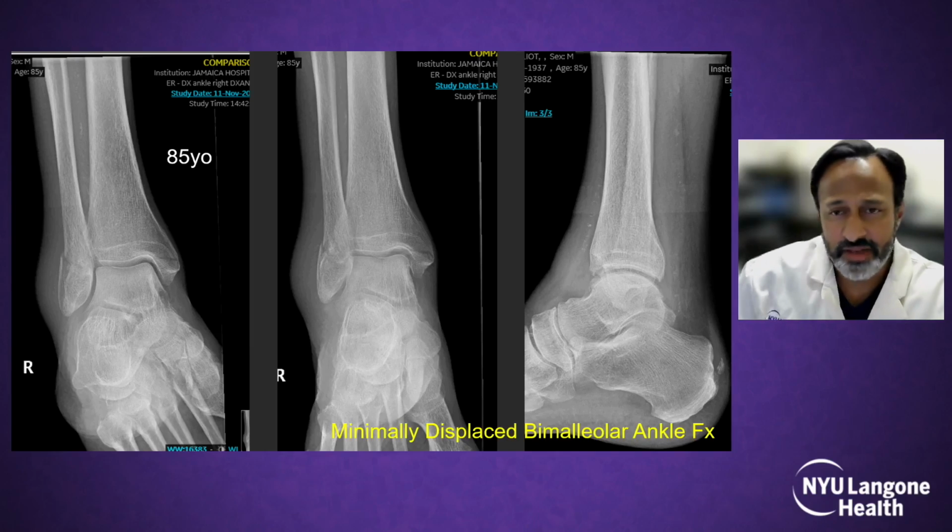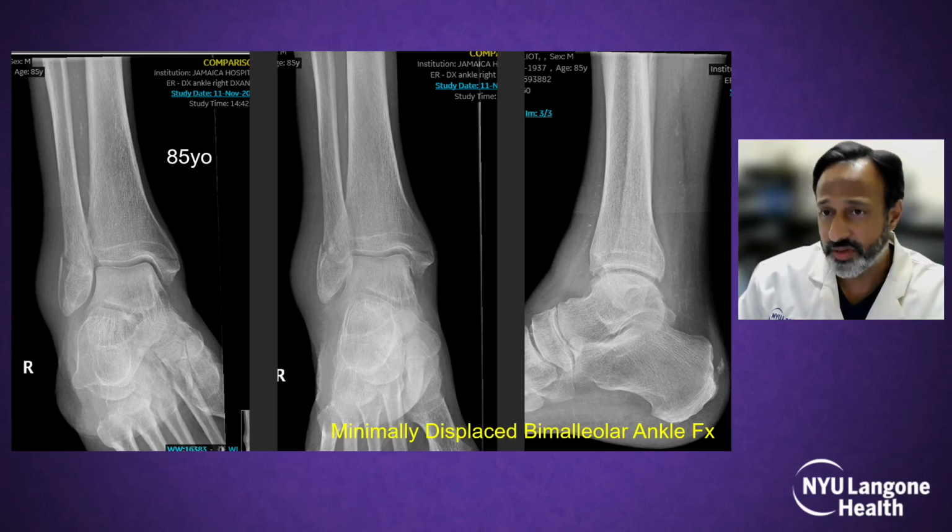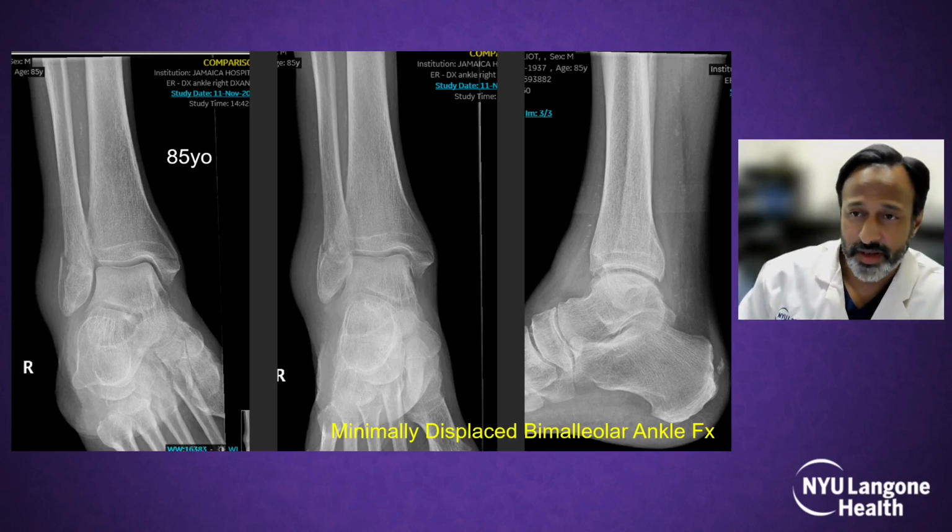And here's an example of an 85-year-old gentleman. He just missed one step as he was walking down the stairs. He has a minimally displaced bimalleolar ankle fracture. Certainly, as you may hear, Dr. Eagle is going to talk about patients who can be treated potentially without surgery. This is certainly someone who could potentially be placed into a cast. I think they would have a good outcome.